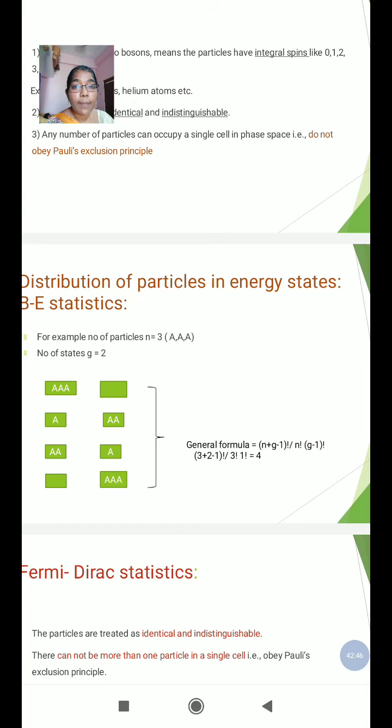So there are 5 particles and 3 states. 5 plus 3, totally 8, minus 1. 8 minus 1 means 7 factorial by 5 factorial into (5 minus 3), 2 factorial. So by cancelling all this, you will get the number of ways of distributing the particles in the energy states.